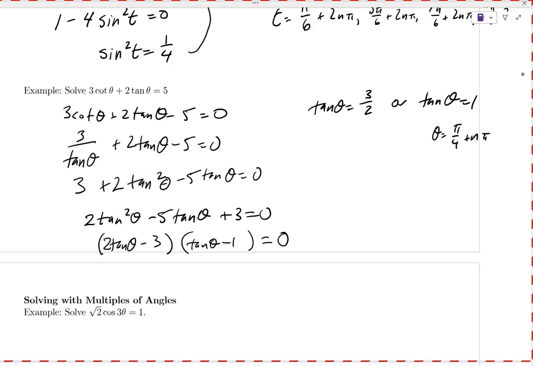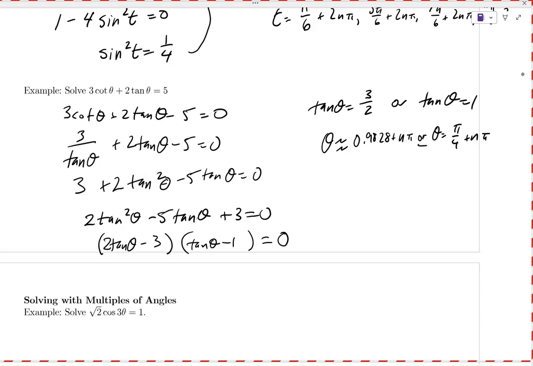However, we probably don't know when tangent is equal to 3/2. So this is when you would need your calculator. Do your inverse tangent of both sides. What do you get when you do inverse tangent of 3/2? 0.9828. Okay. It's an ugly looking answer, but it said or.